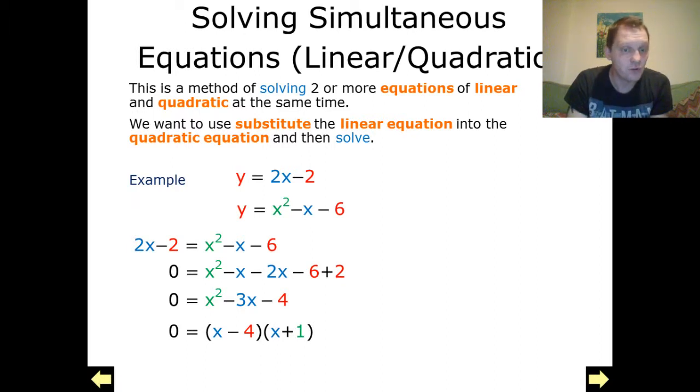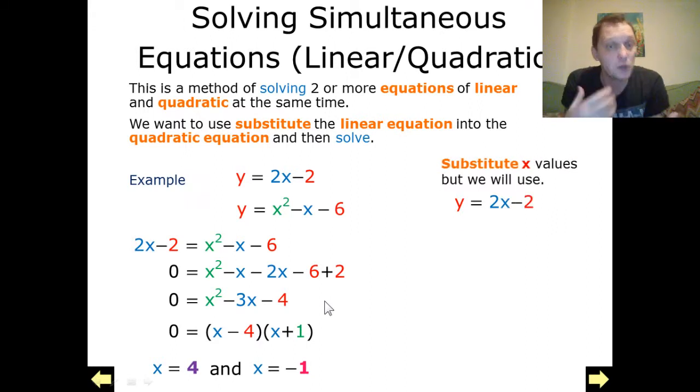This actually factorises, in which case we can solve this by factorisation. If we couldn't solve this by factorisation, we could look at completing the square or looking at a quadratic formula. But this factorises into x minus 4, x plus 1. So my solutions for this is x equaling 4 and x equaling negative 1.